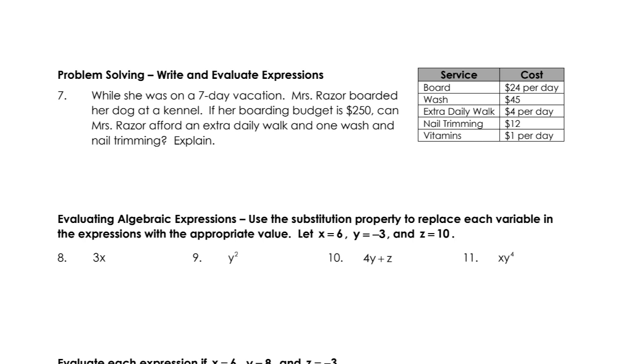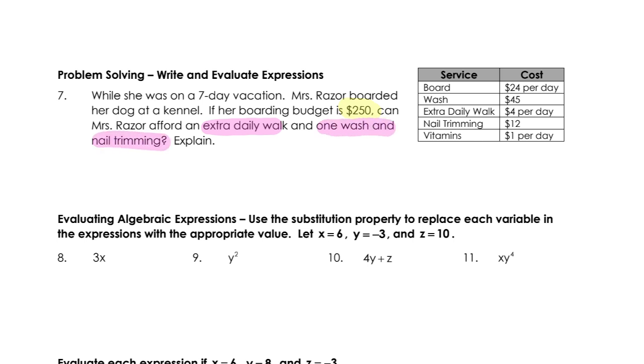So it says, while she was on a 7-day vacation, Mrs. Razor boarded her dog at a kennel. If her boarding budget is $250, can Mrs. Razor afford, and we're going to highlight in a different color here, what is she going to purchase or what is she going to pay for? Can she afford an extra daily walk and 1 wash and nail trimming?